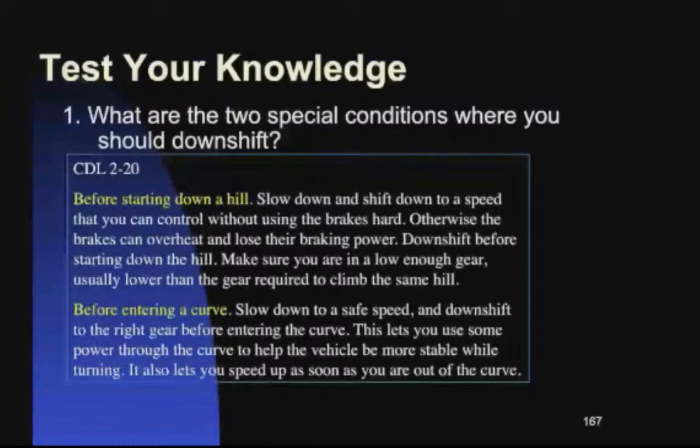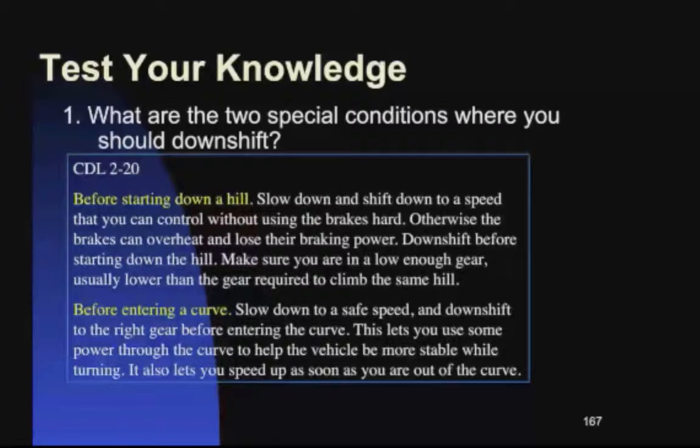Question 1. What are the 2 special conditions where you should downshift? Before starting down a hill, slow down and shift down to a speed that you can control without using the brakes hard. Otherwise, the brakes can overheat and lose their braking power. Downshift before starting down the hill. Make sure you're in a low enough gear, usually lower than the gear required to climb the same hill.